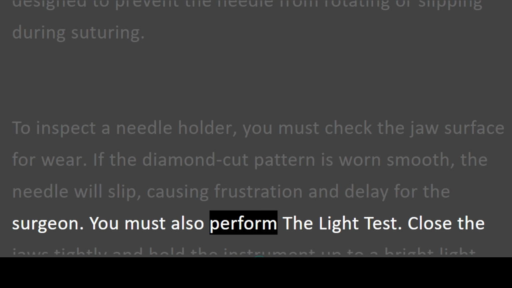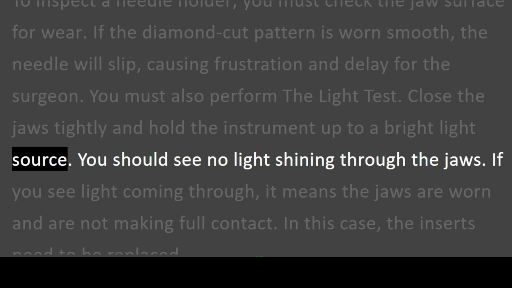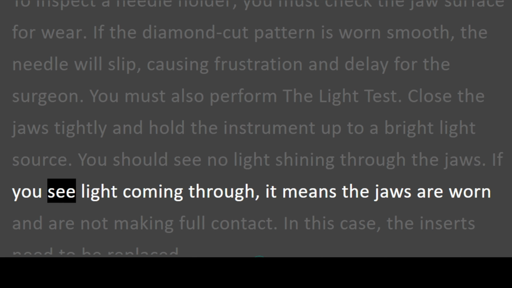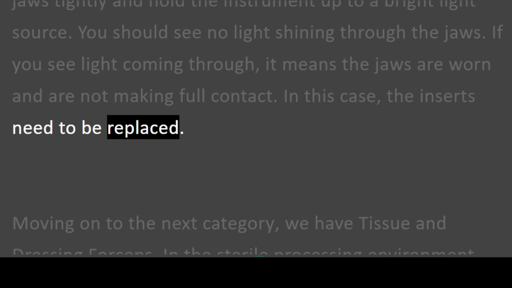You must also perform the light test. Close the jaws tightly and hold the instrument up to a bright light source. You should see no light shining through the jaws. If you see light coming through, it means the jaws are worn and are not making full contact. In this case, the inserts need to be replaced.